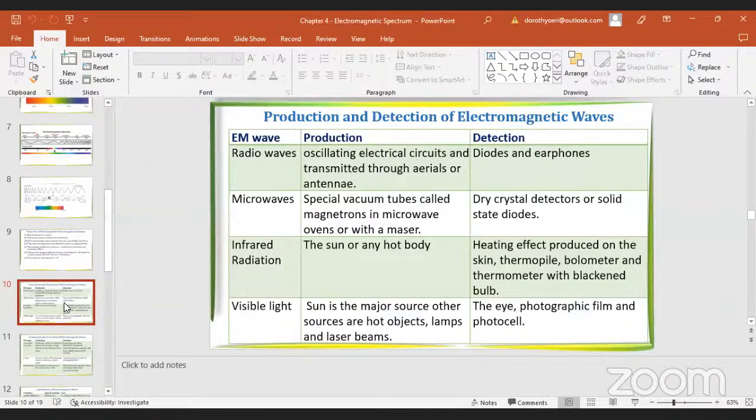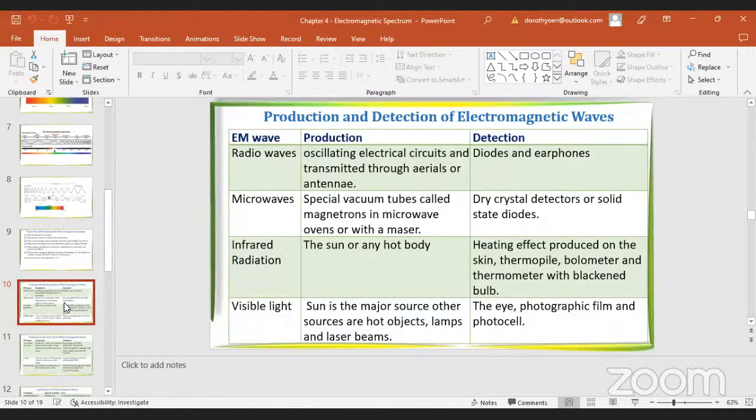Production and detection of electromagnetic waves. Now, when you're making your notes, please draw a table like that. I don't know whether it is written in this order in your textbook. Ensure that you are able to identify a wave, how it is produced, its detection, and if possible, the uses of that wave. Have a table. That will make your revision work easier, so that when you are revising, you just glance through everything at the same time.